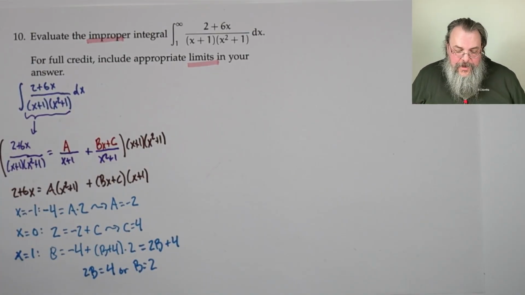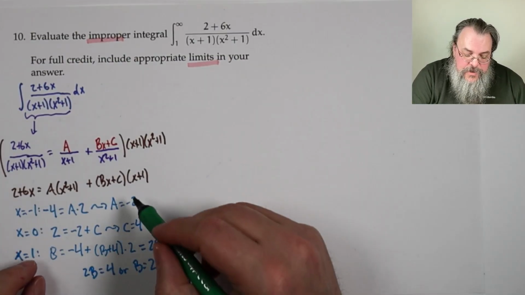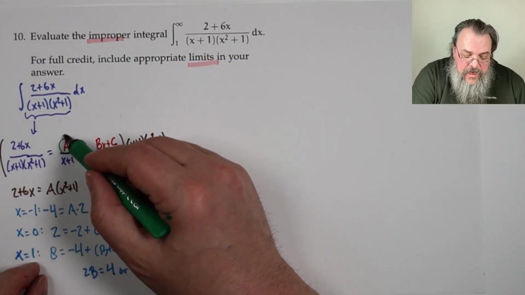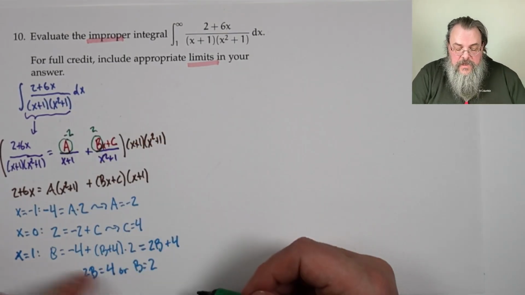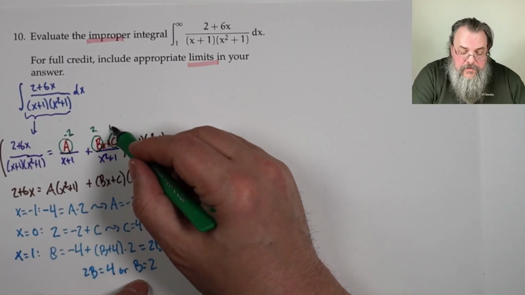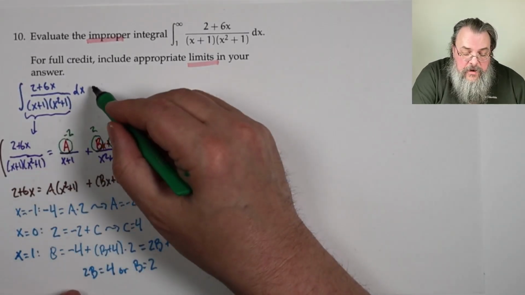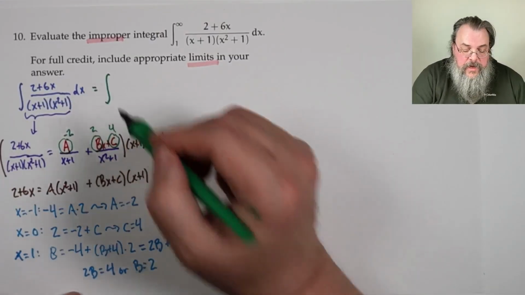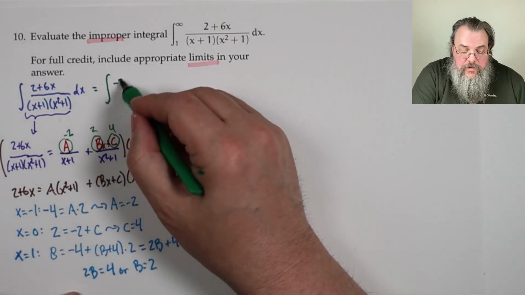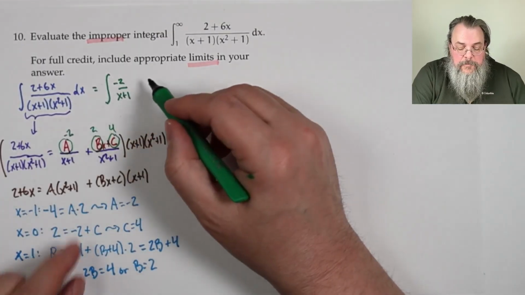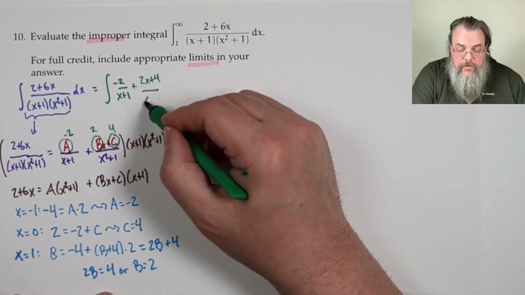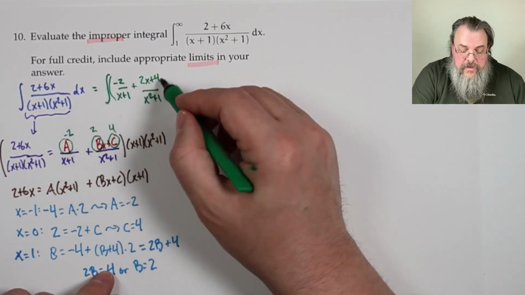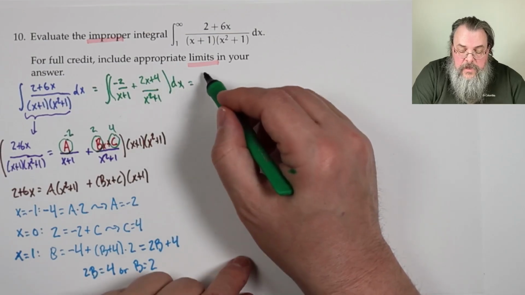We've actually done all the hard work, and be careful to make sure you get every value back where it should be. So a is negative 2, b is positive 2, and c is a positive 4, which tells us that our indefinite integral, because we're doing an indefinite integral right now, becomes minus 2 over x plus 1 plus 2x plus 4 over x squared plus 1 dx, which we can pull a little bit further apart.